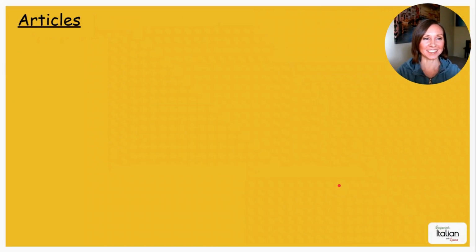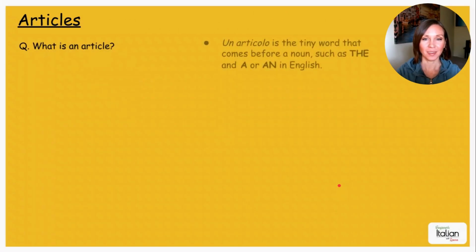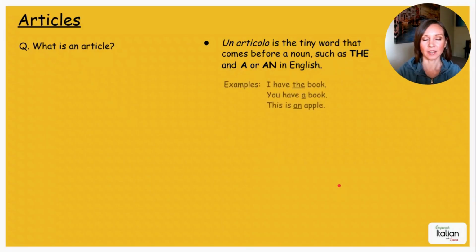Okay, articles. What is an article? Un articolo is the tiny word that comes before a noun, such as the and a or an in English. For example, I have the book, you have a book, and this is an apple. Okay, so these are the articles right here. Here's a definite article, an indefinite, and an indefinite article.